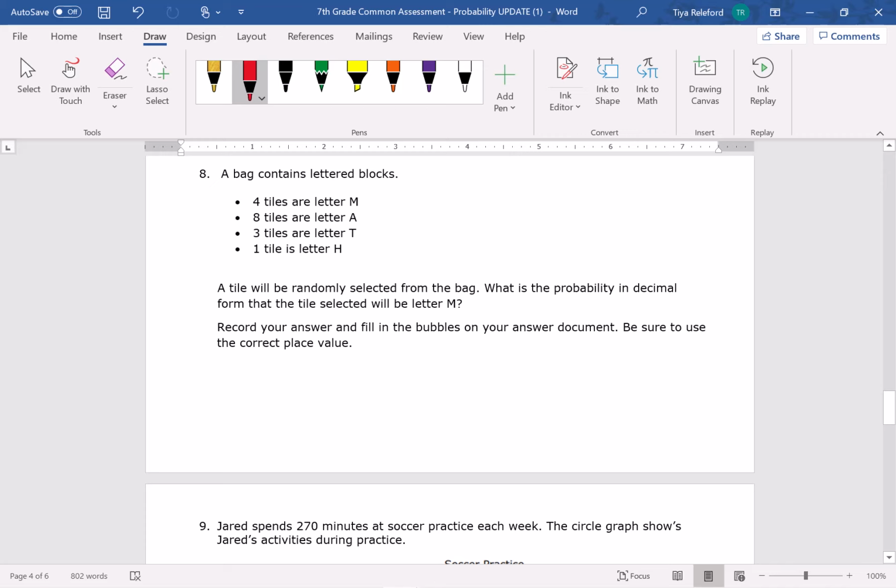A bag contains lettered blocks. 4 tiles are letter M, 8 tiles are letter A, 3 tiles are letter T, and 1 tile is letter H. A tile will be randomly selected from the bag. What is the probability in decimal form that the tile selected will be letter M?